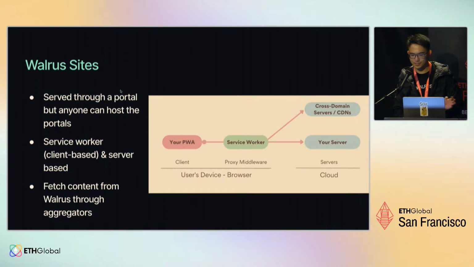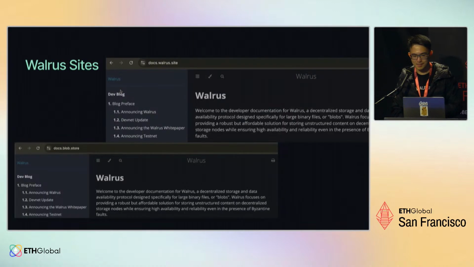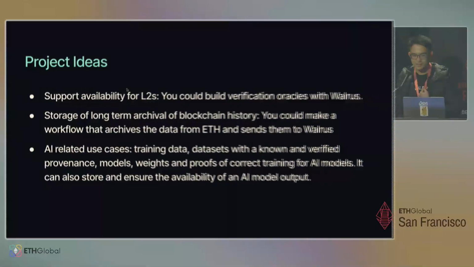But I'm not really an expert on front end, so if anyone knows how this service worker works in the browser, feel free to ask me. I'll pass it to the team there. So as I explained earlier, right? There are two versions of the portal. Docs.walrus.site is served using a service worker, and blobs.store is served on a server.